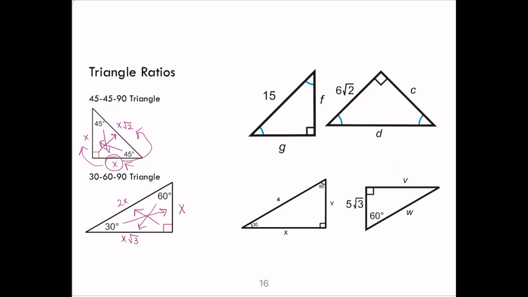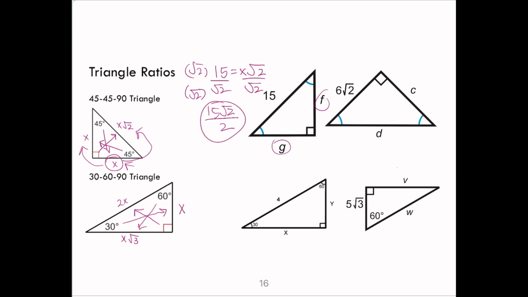For this triangle right here, to find G and F, we have that the hypotenuse is 15. So you can just set 15 equal to x radical 2 and divide by radical 2. And we don't want this radical 2 in the denominator, so you can multiply both sides by radical 2. So it'll be equal to 15 radical 2 divided by 2. So both G and F are the same value, so both G and F would be 15 radical 2 over 2.